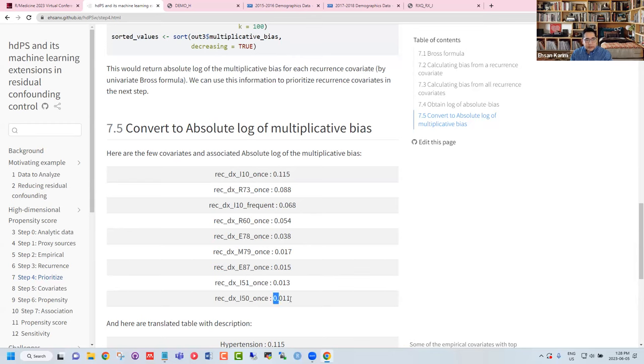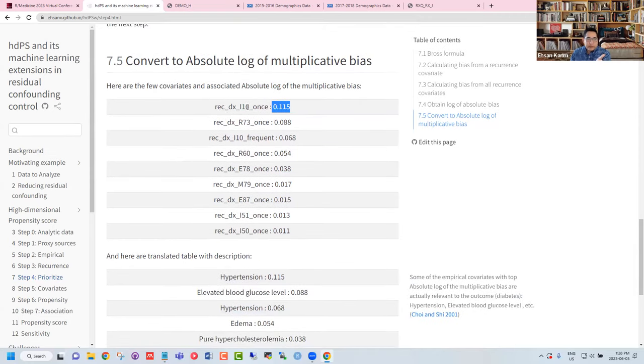You can see some of these are very close to zero and some are deviating from zero. If you translate some of these scores, say, for example, I-10, if you remember, is associated with hypertension, and R73 is associated with elevated blood glucose level. These are highly associated with your outcome, right? What was our outcome? Risk of diabetes. Hypertension and elevated blood sugar are highly associated with this outcome variable. So these are not random covariates that we are picking. We are choosing variables that are going to be useful for our analysis, but that we have not considered as covariates in our primary analysis or as the investigator-specific covariates.